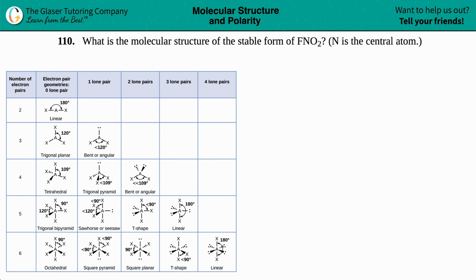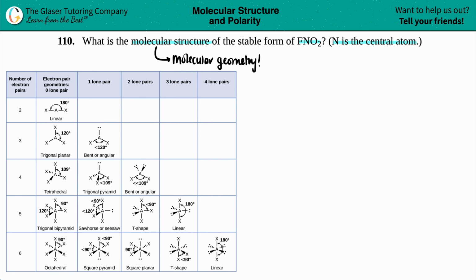Number 110. What is the molecular structure of the stable form of FNO2? And they give us a little hint that the nitrogen is the central atom. Okay, so whenever they're asking for a molecular structure, another way of saying this is that we have to find out the molecular geometry. And the geometry is basically the shape of the molecule here. And that's where this chart is going to come into play.